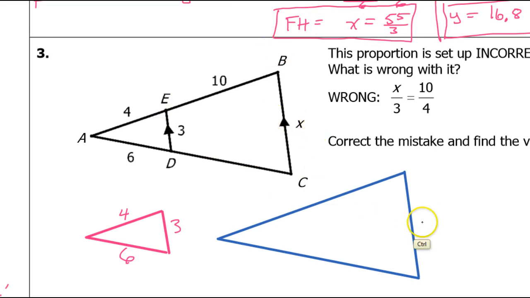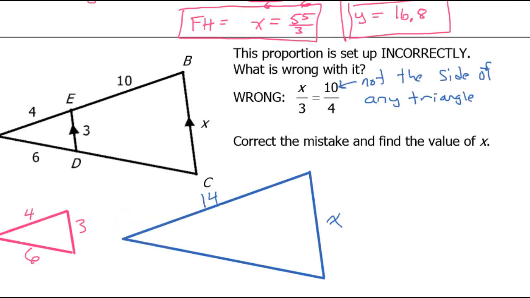See this side over here we have the x. Now this side right here is 4 plus 10. So this side will be 14. Notice that 10 is not any of the sides. It's not the side of a small triangle and it's not the side of a big triangle. It's just a portion of the side of the large triangle. So that's what's wrong with it. 10 is not the side of any triangle.